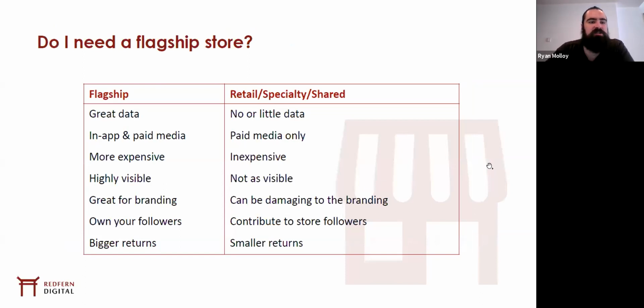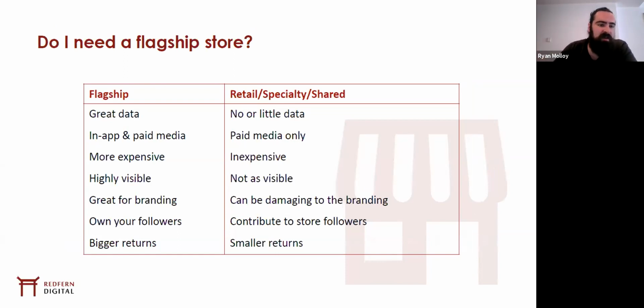And then the question is, do I need a flagship store? I think that's the big question. They aren't cheap, and I think every brand asks, I want to go into Tmall, I want to be on JD, but I don't know if I want to take the step of having my own flagship store. The benefit is the data, right? You can have your own followers, you can retarget particular followers. The in-app marketing that you can use is very strong. You can't get that through not having a flagship.